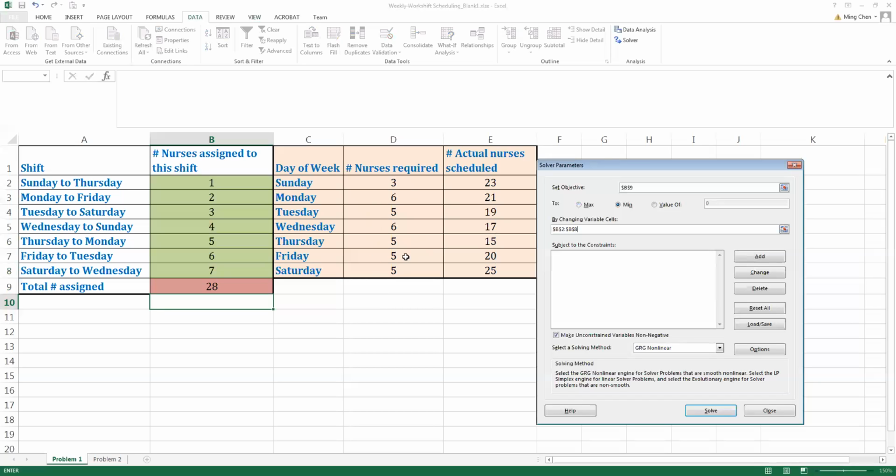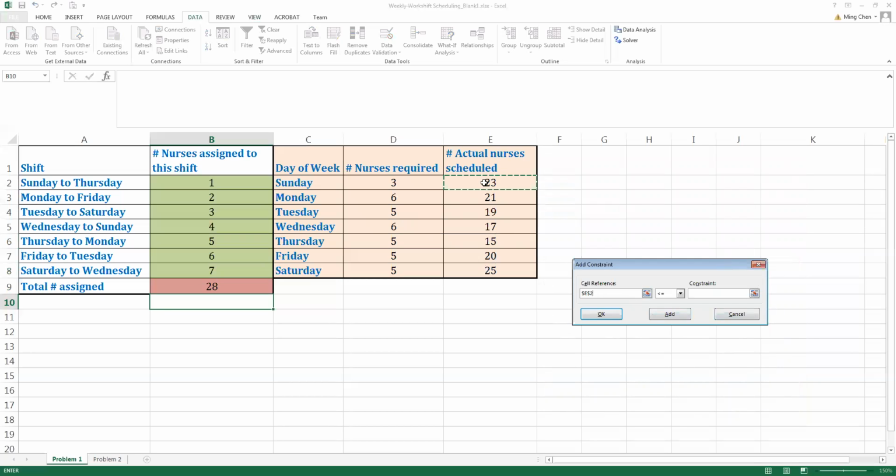That means when we schedule people, we have to make sure each number in column E is at least the same as column D. It can be equal to or greater than the corresponding number in column D. So column E has to be greater than or equal to the numbers in column D. So this is one constraint. The actual number of people we hire has to be at least the minimum requirement.